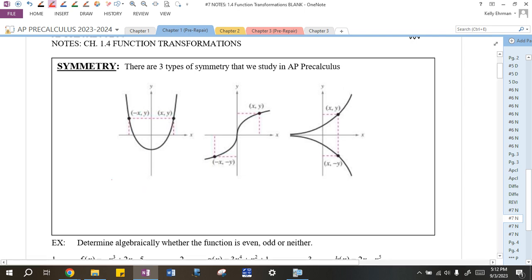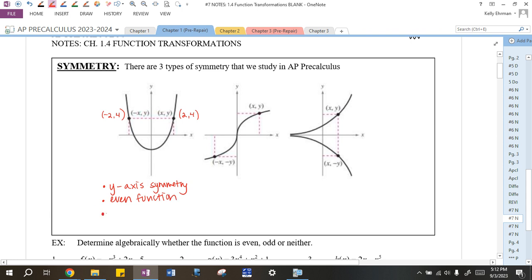The first picture shown is y-axis symmetry. And if you take a look at the points that they have here, they have like negative x, y and x, y. So we could make up some numbers for that. Like if we have the point (2, 4), then the point (-2, 4) also has to exist on this graph if it has y-axis symmetry. This is also known as an even function.